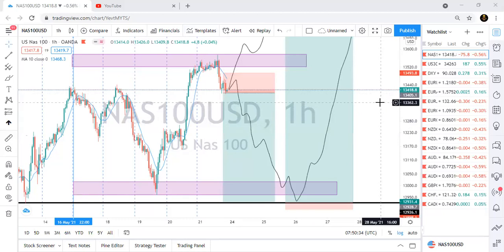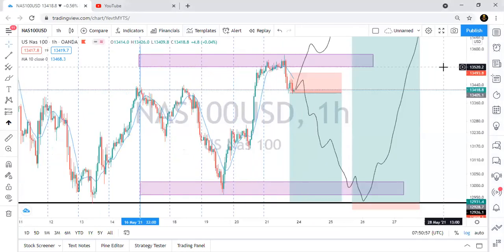Today I just want to show you how I do my analysis. I'm going to do top down analysis in different currency pairs. So this week, this is what I'm expecting from all these currencies. Let me start from Nasdaq.